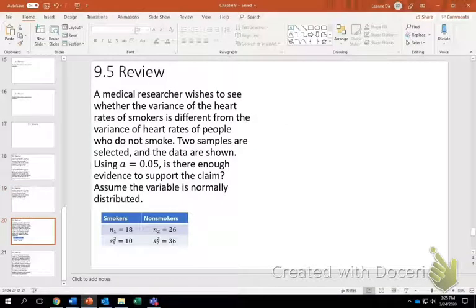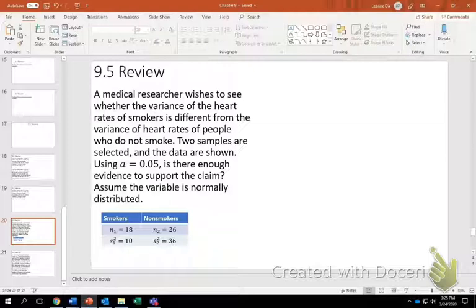All right, so here's an example. Now that we've practiced finding our critical values on our F table, which we've never used before, we're going to go ahead and do our first example. It says a medical researcher wishes to see whether the variance of the heart rates of smokers is different from the variance of heart rates of people who do not smoke. Two samples are selected and the data are shown. Using alpha equals 0.05, is there enough evidence to support the claim? Assume that the variable is normally distributed.